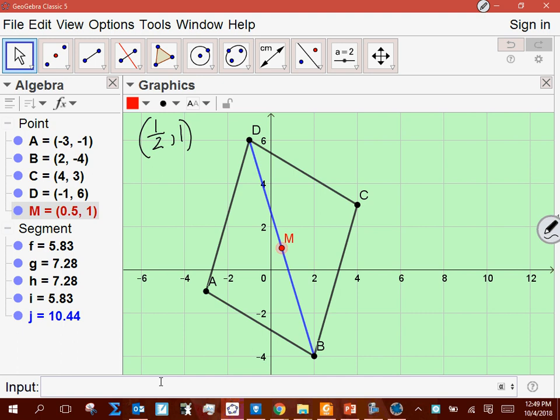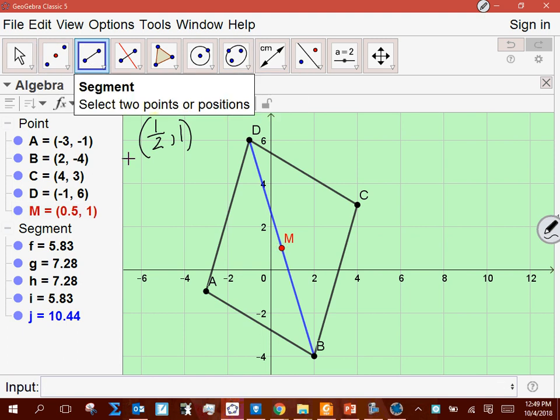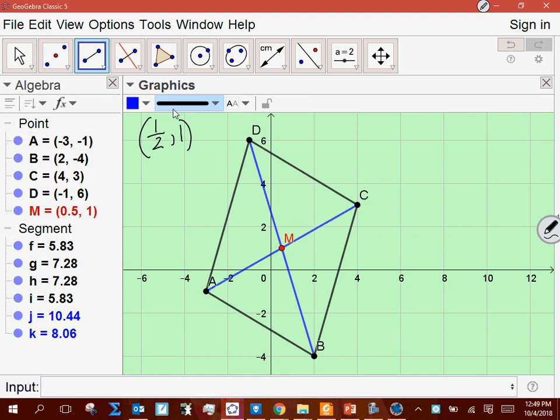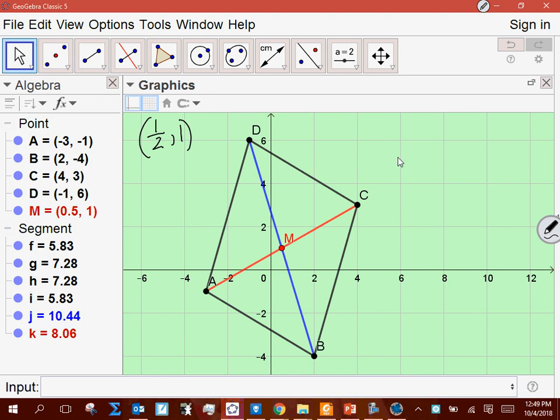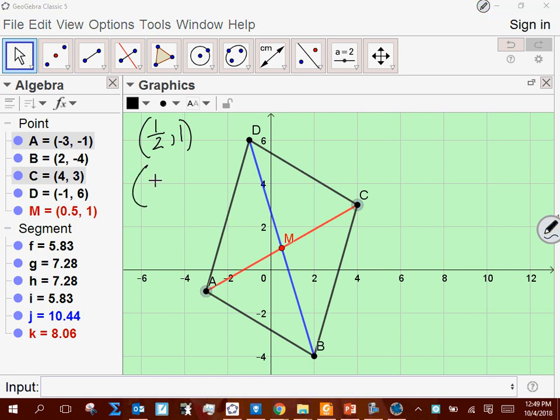All right. So the next question is, can you do the same thing for AC? Can you go to AC and do the exact same thing? Okay, so we're looking at that red segment now. Well, if I'm looking at AC, now I'm looking at those ordered pairs. Add the x's. Divide by 2. So -3 plus 4 gives me 1. Divide by 2. Add my y's. -1 plus 3 is 2. Divide by 2 gives me 1. Is that the exact same midpoint?